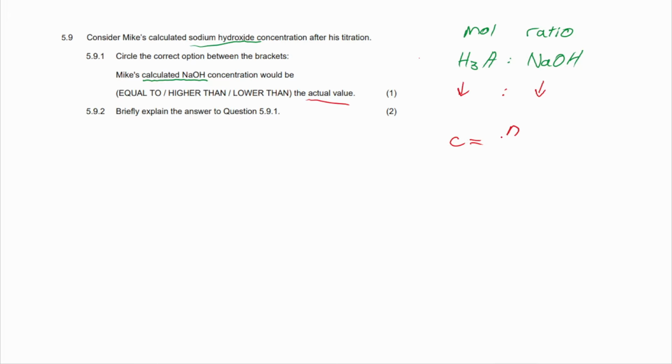And again, if we do concentration over volume, the actual concentration, because the number of moles is proportional to concentration, the concentration actually of the sodium hydroxide should be less. Okay, but his calculated NaOH is actually going to be higher than that, because he's going to be using these theoretical values instead of what he actually had. His actual is going to be less than his calculated, because his calculated is going to be using a higher mole value than what he actually had.